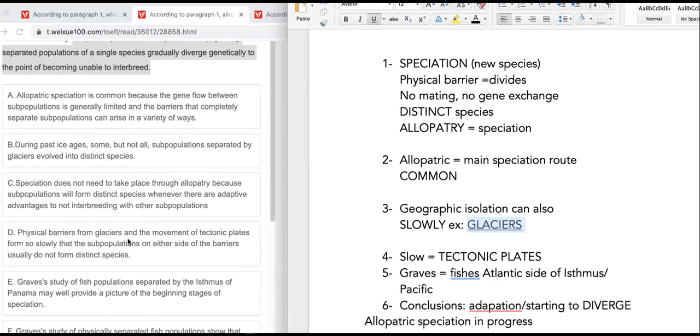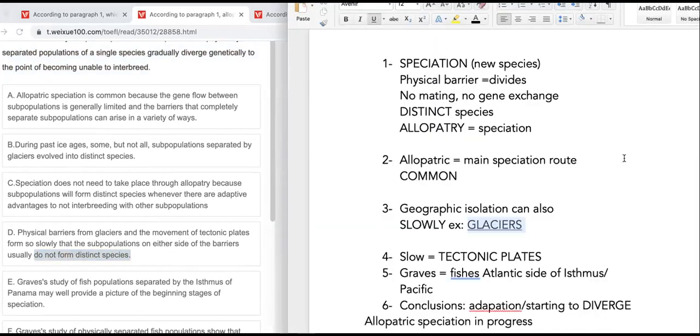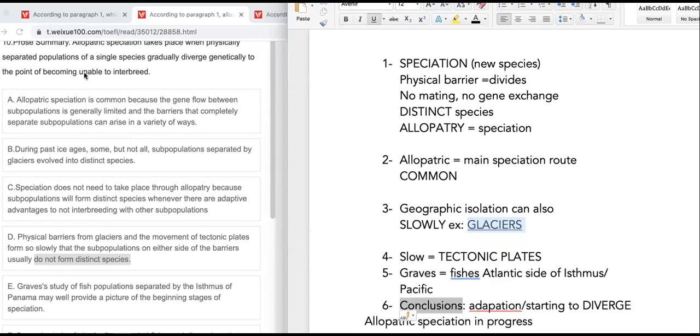D says physical barriers from glaciers and the movement of tectonic plates form so slowly that the subpopulations on either side of the barriers usually do not form distinct species. Wait a minute. It's all about how they do form distinct species, right? Allopatry, glaciers, tectonic plates, they're creating these barriers and they're forming these distinct species. So once again, this is counter. This is going against what all of my notes are about and against what the TOEFL thinks is a main idea. So I'm going to get rid of this one.